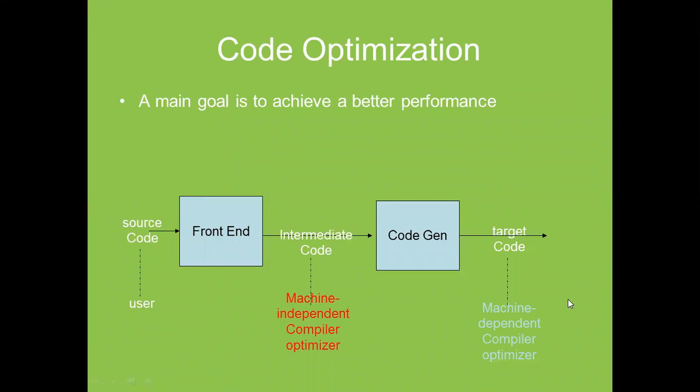So at the target code we can say machine dependent compiler optimizer. Okay, here the compiler optimizer depends on the machine. So this is called the machine dependent compiler optimizer. Why? Because it is in the low level language, that is the machine language. So the target code here is called the machine dependent compiler optimizer.